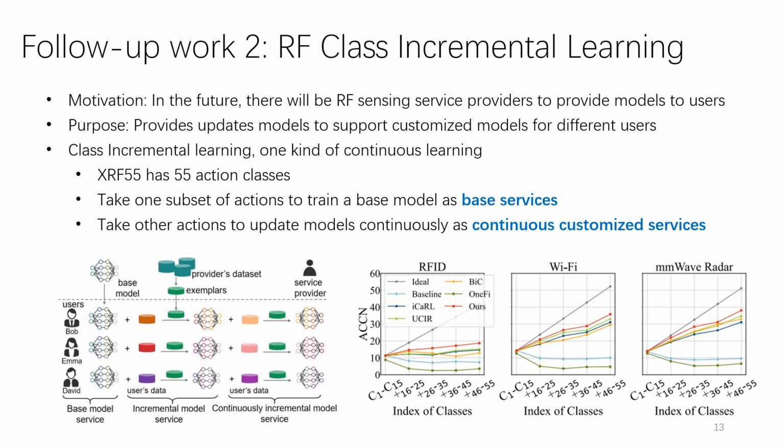The XRF55 dataset contains 55 action classes. Initially, a subset of actions will be used to train a base model. This base model will serve as the foundational service offering for users. As new actions are introduced, the model can be continuously updated to incorporate these new classes. This ensures that users have access to the most relevant and current models tailored to their unique requirements. By employing RF class incremental learning, we can create a responsive and user-centric RF sensing ecosystem that evolves alongside the needs of its users, promoting enhanced usability and adaptability in various applications.